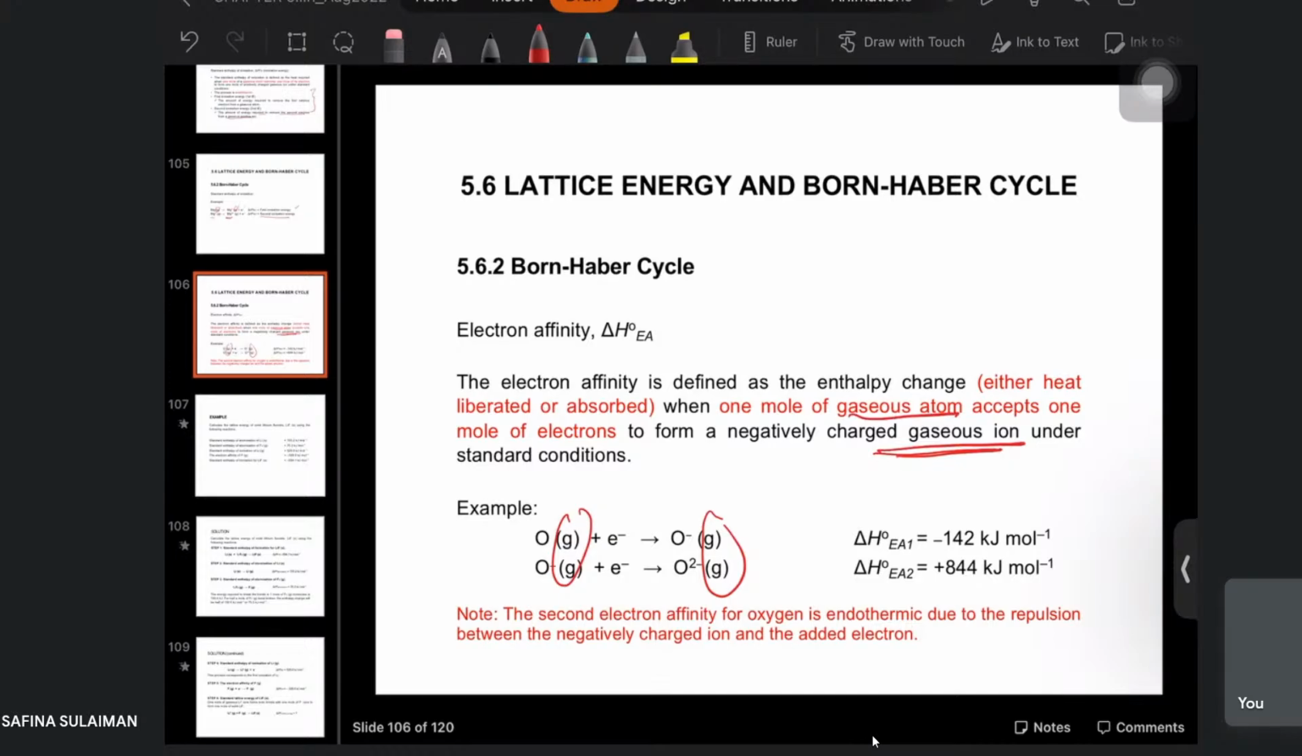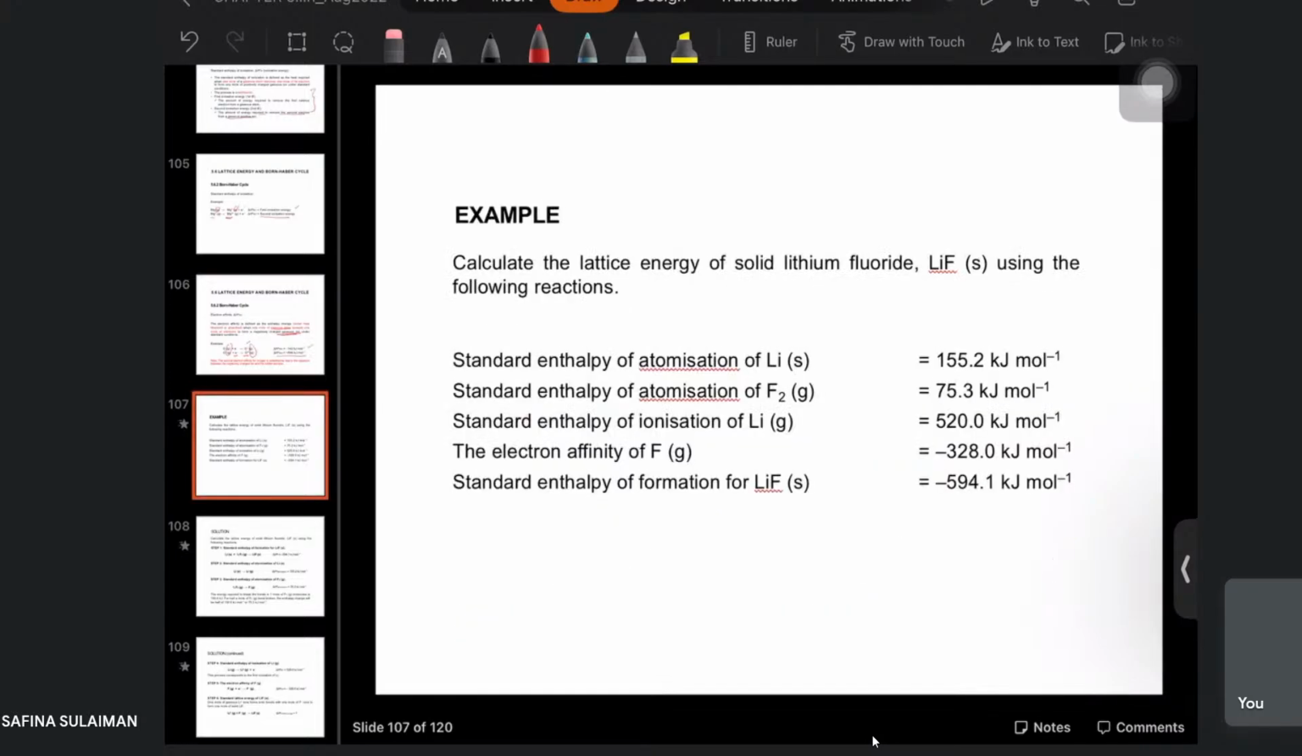So O receives one electron to become O minus, and this one we call the first electron affinity. When O minus receives another electron to become O2 minus, this is what we call the second electron affinity. Okay, so semua tu adalah definition, yang biasa kita guna, proses yang biasa kita guna untuk kita nak kira berapa delta H not formation for the salt.